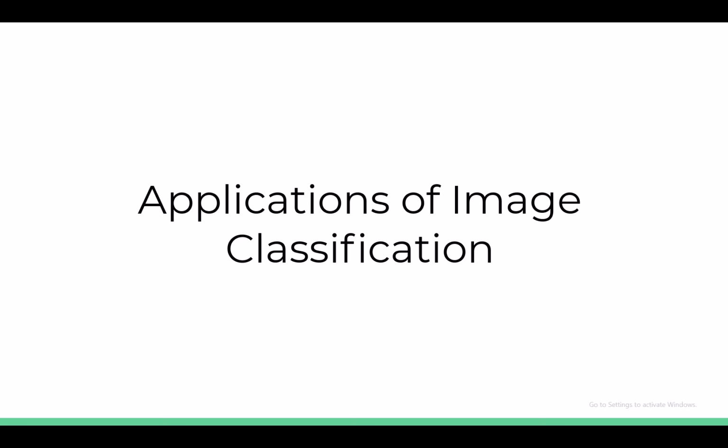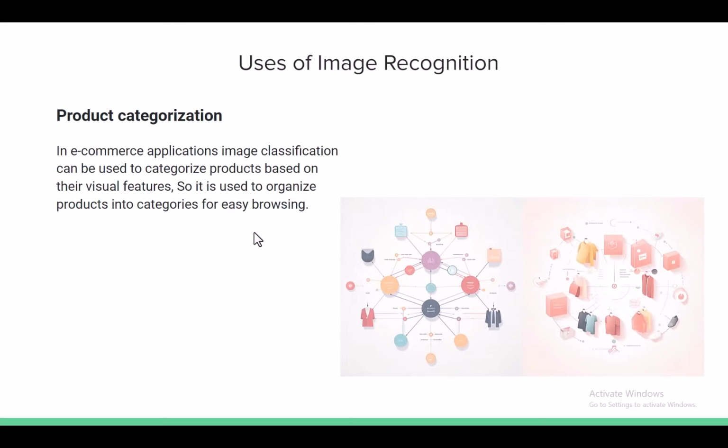Image classification has a number of use cases in the real world, and we are going to cover a few of them in these couple of minutes. The first thing where we can use image classification is called product categorization. In e-commerce applications, image classification can be used to categorize products based upon their visual features. So it is used to organize products into categories for easy browsing.